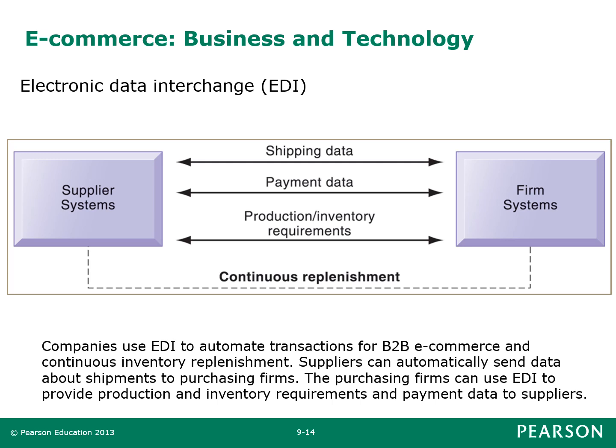With EDI, we conduct business processes automatically between business partners to conduct business transactions. EDI is used by firms and their suppliers to automate transactions for both B2B e-commerce and continuous replenishment. Continuous replenishment is when the level of inventory is decreased and automatically will be ordered from the supplier by using EDI messages.